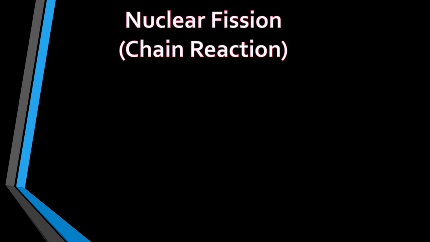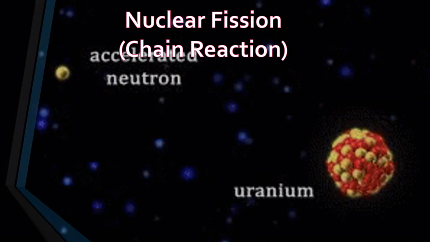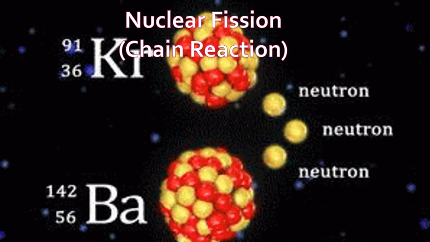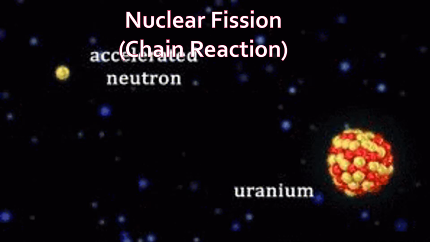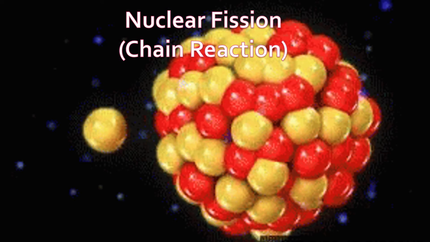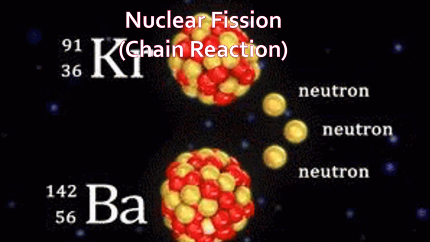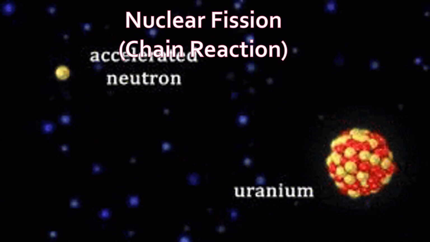Okay, so the first part is the reaction that occurs in a nuclear reactor. We must look at the fundamental part of it. We first look at nuclear fission. Nuclear fission is a process where an accelerated neutron hits a heavy atom such as uranium, and this uranium will then split into smaller atoms, for example, krypton and barium.